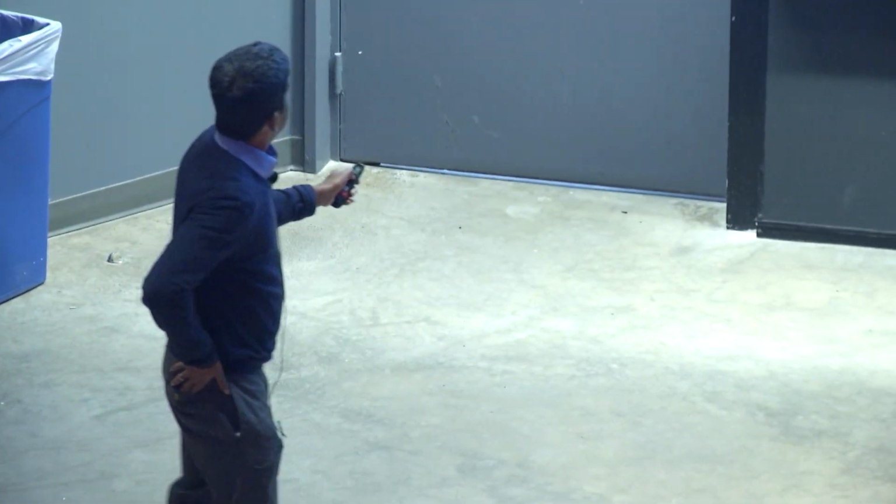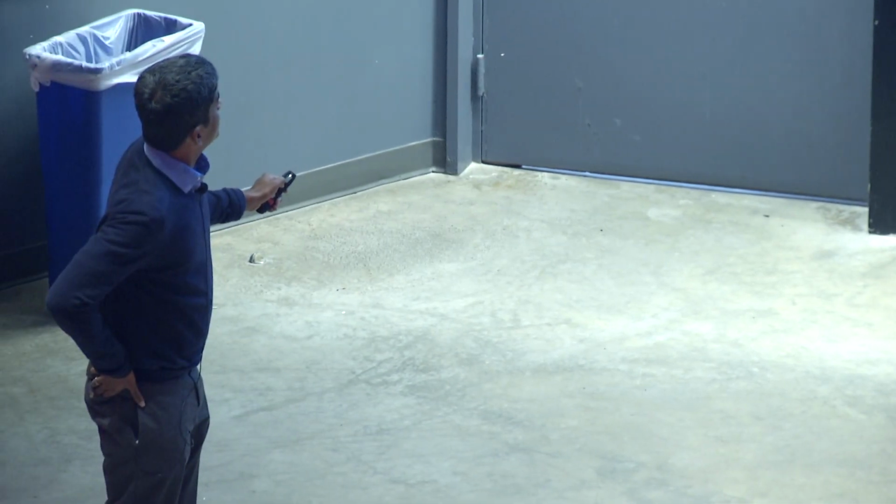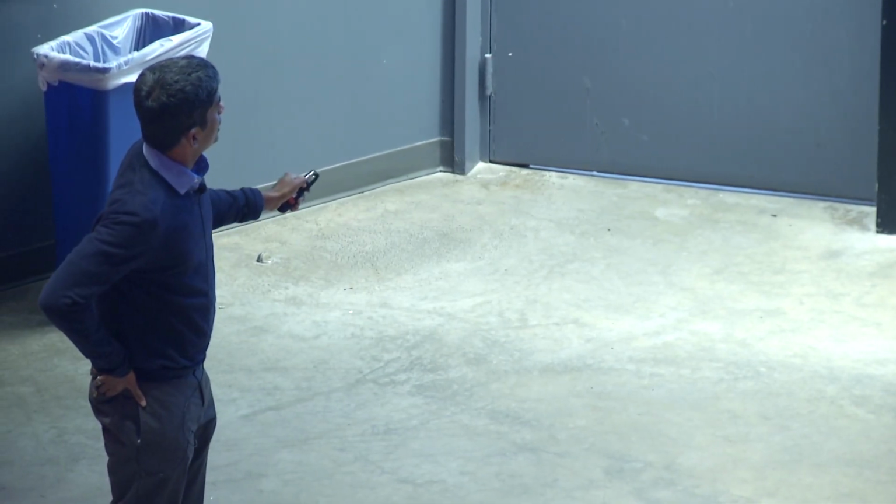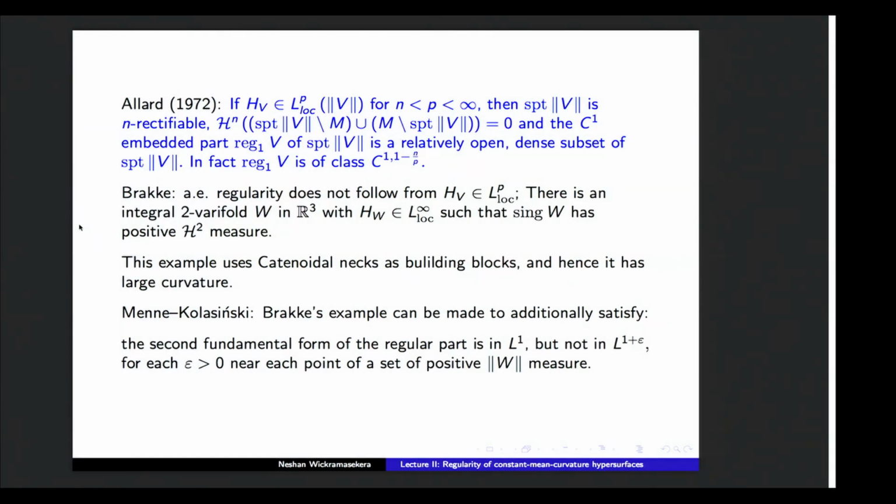So the paper of Mena and Kolodzinski, which actually shows that the Brachy's example can be modified to have the second fundamental form in L1, but not in L1 plus epsilon for any epsilon, and this is true for near any point of a set of positive measure. So you can't really get anything like L2, let alone stability.